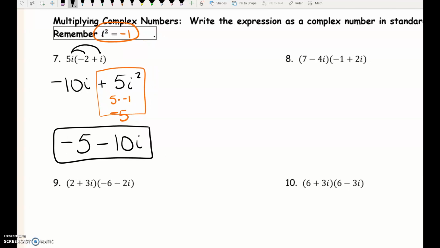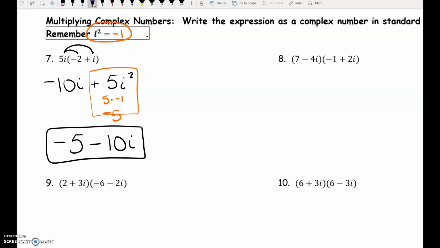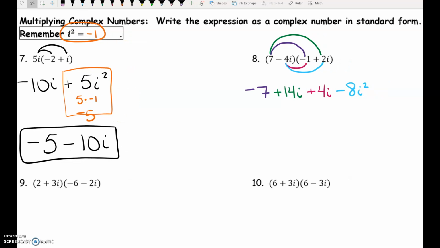Okay, number 8. We need to double distribute or FOIL, if that's the term you prefer. 7 times -1 is -7. 7 times 2i is 14i. -4i times -1 is positive 4i. -4i times 2i is -8i squared. Our next step is to combine like terms.